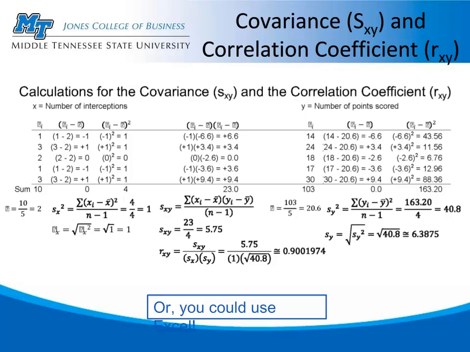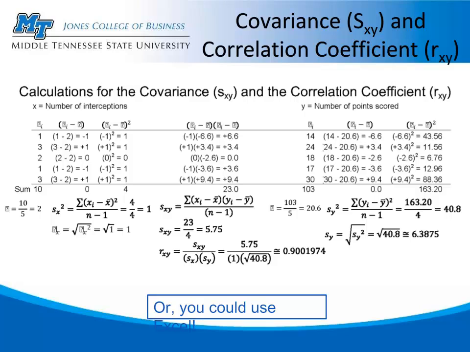But for each one of the 5 pairs, you multiply the deviation of x from its mean times the deviation of y from its mean. And you add up those numbers. And the sum of those numbers divided by n-1 is called the covariance. So the sum of the products of the deviations from the mean turns out to be 23 for this particular set of data. Now when you divide that by 4, you get 5.75.